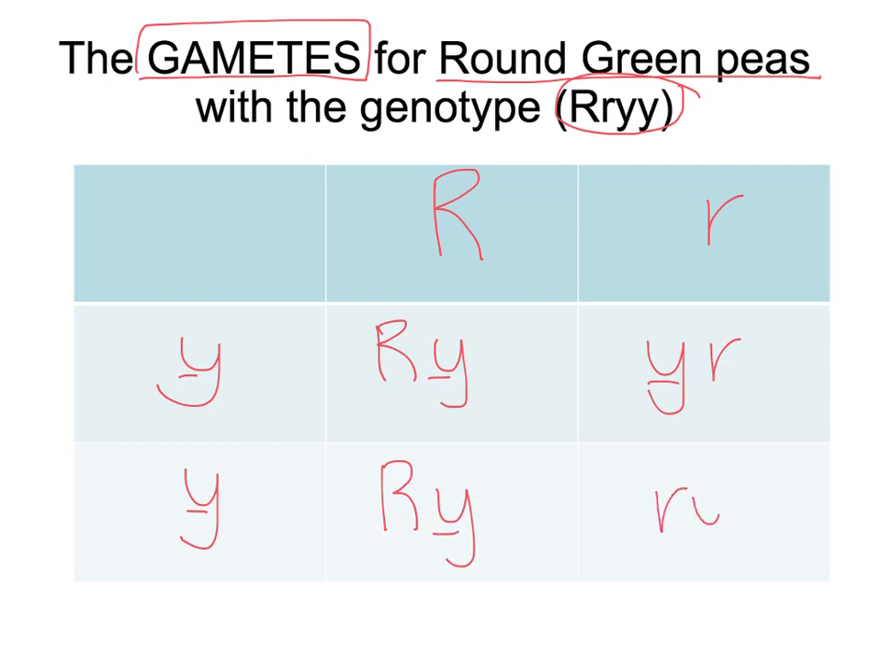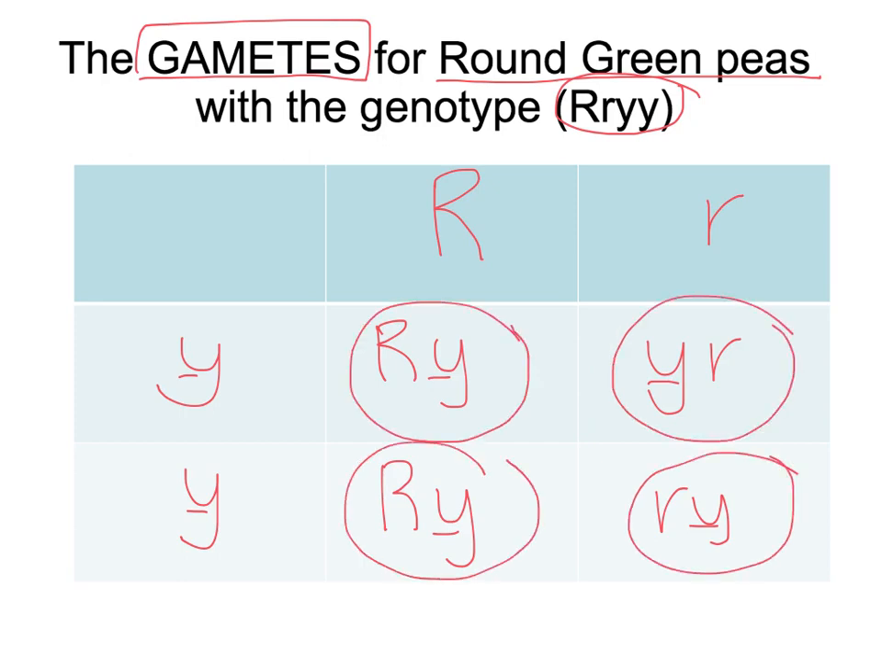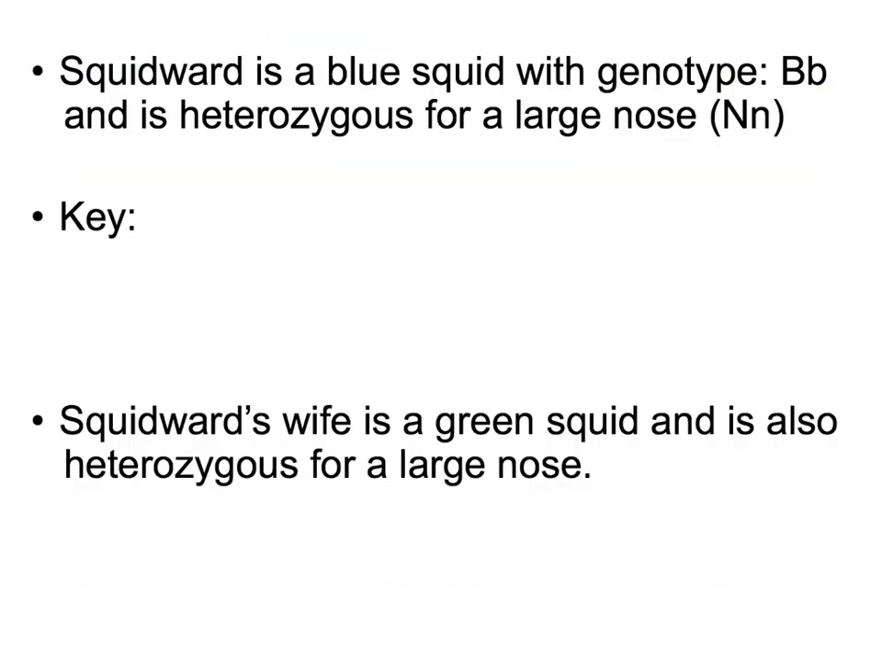There we go. So here are our gamete possibilities. 1, 2, 3, 4. Oops, I mixed up my R's and my Y's over there for this parent. All right, so let's do some sample problems here.